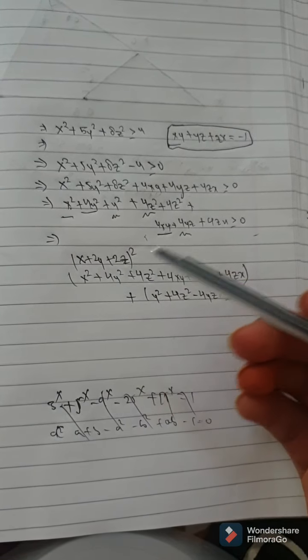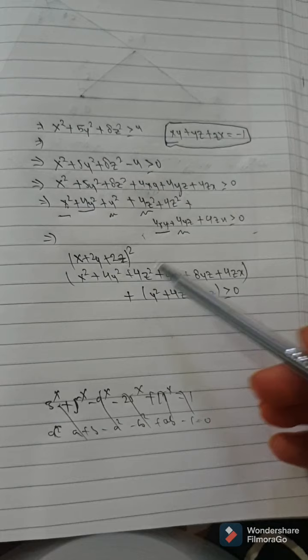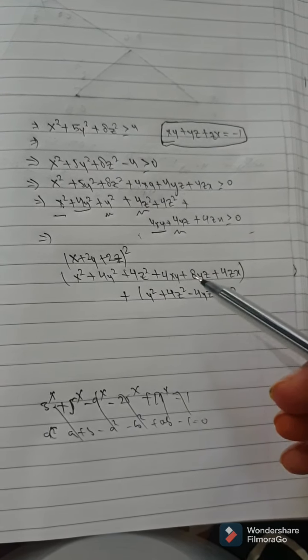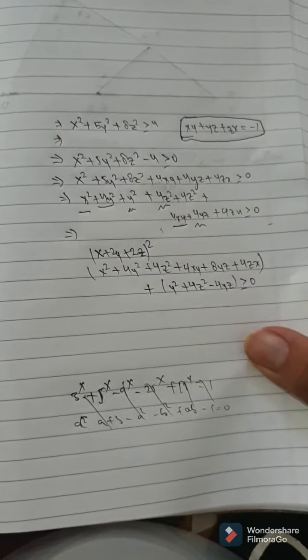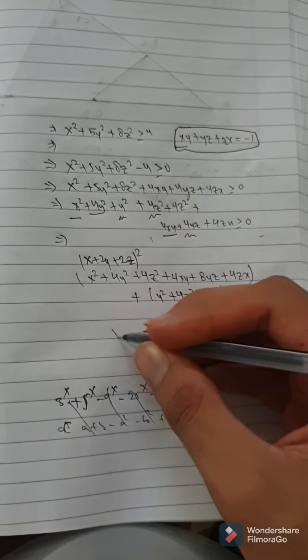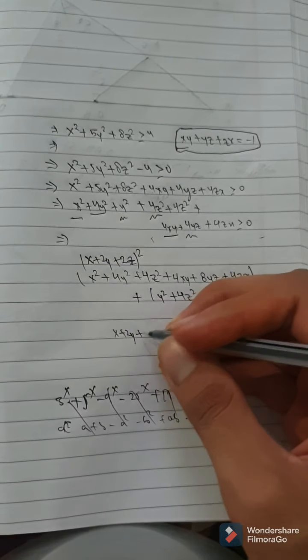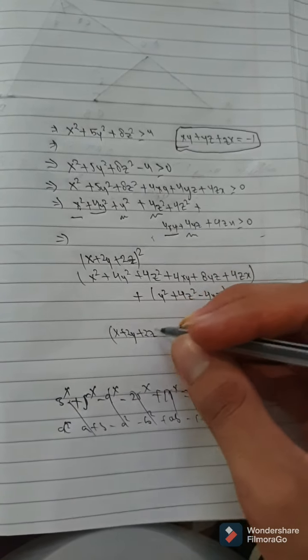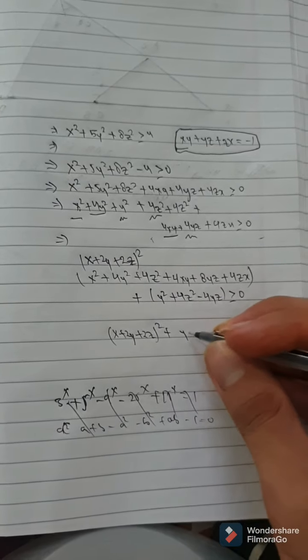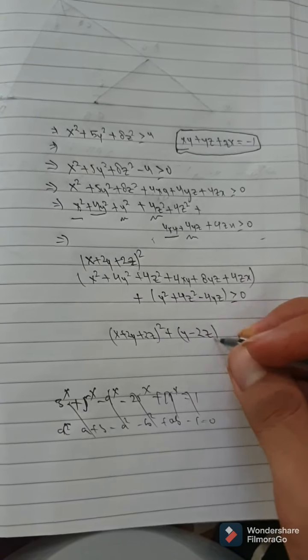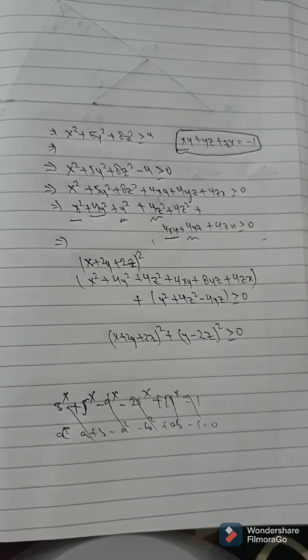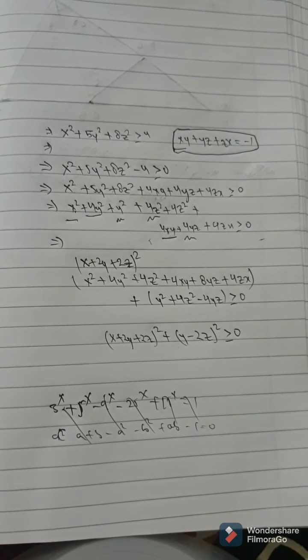See, this is actually proven: x plus 2y plus 2z whole square, and this is y minus 2z whole square. This is also greater than or equal to 0, hence proved. X plus 2y plus 2z whole square plus y minus 2z whole square is definitely greater than or equal to 0, hence proved.